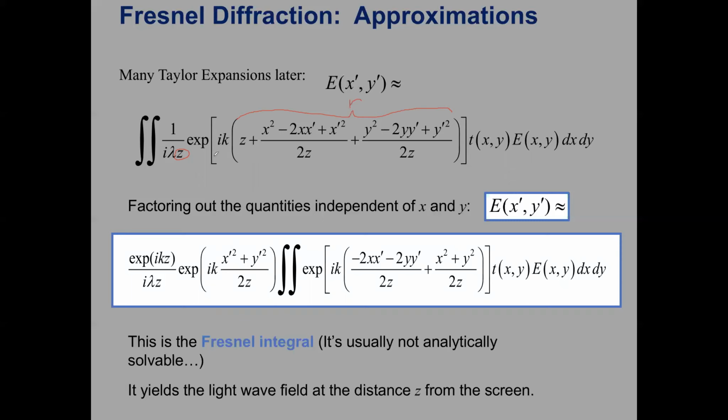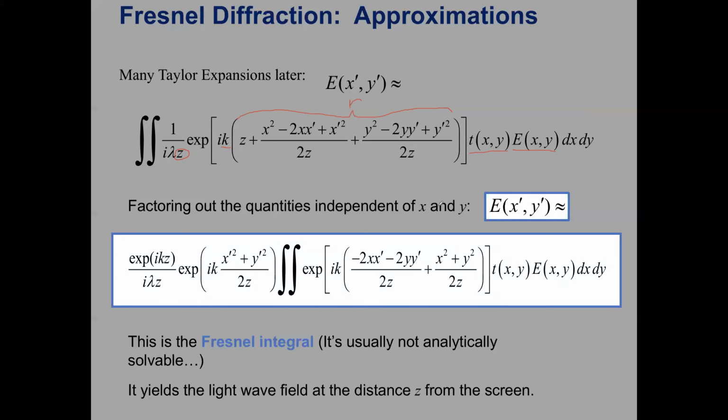However, in the exponent, we can't just make the approximation that r is equal to z, because even if the change in x and change in y are small, the k vector might still be big. So this whole product in the exponent, you can't make this simple of an approximation. Instead, you have to do a Taylor expansion and a lot of algebra, combining like terms, and you get something like this. And we still have our function describing our aperture, the amplitude of our incoming wave.